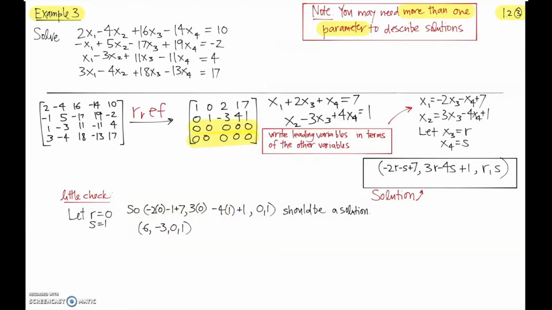Let's just look at the first one. 2 times 6 is 12, minus 4 times negative 3, so that's 12 plus 12. It's 24. This is 0. Minus 14 is 10. That one checks out. I'm not going to show it right now, but it should work for these also. That was a good feeling that it worked for this one. If I was on a test, I would probably check these to make sure it worked and that my arithmetic was right.